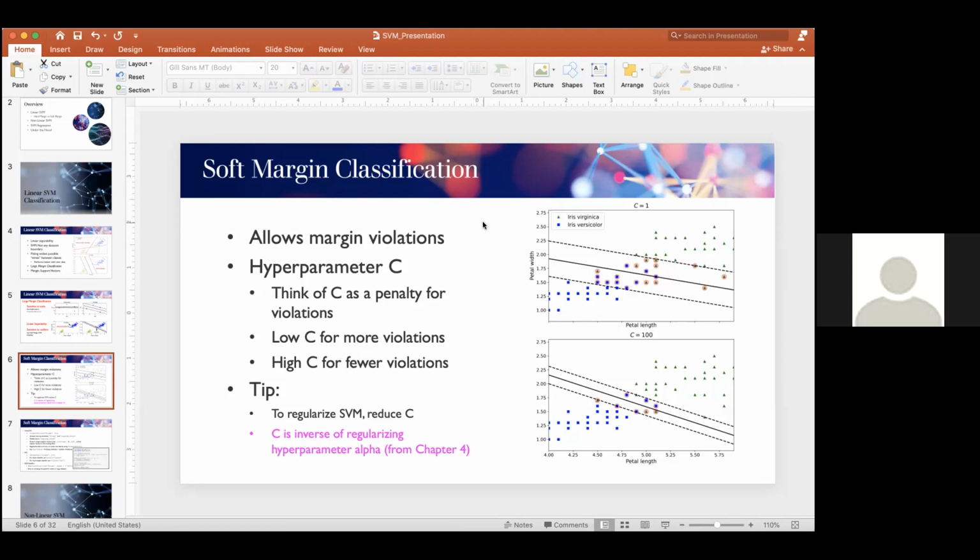Just for curiosity, I ran this with C equal to 0.0001. That is, there is no penalty at all, or very low penalty, and you end up having margins that pretty much cover everything; pretty much every single instance is a violation, which makes sense.